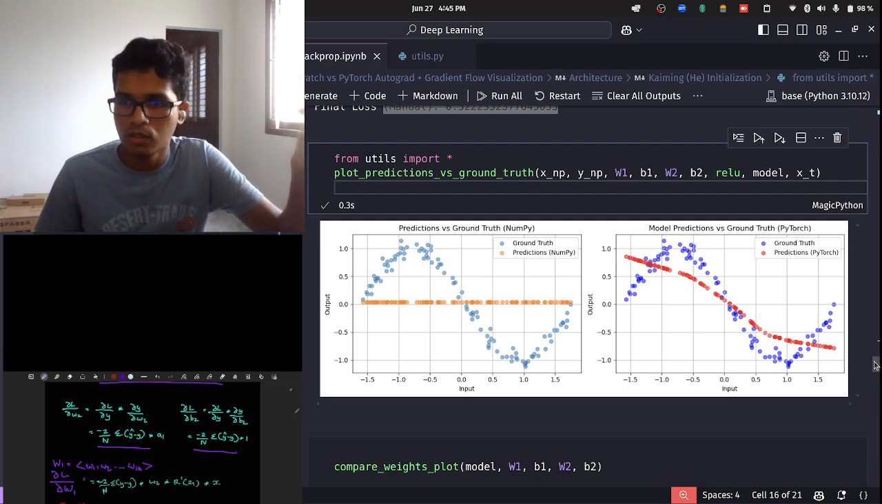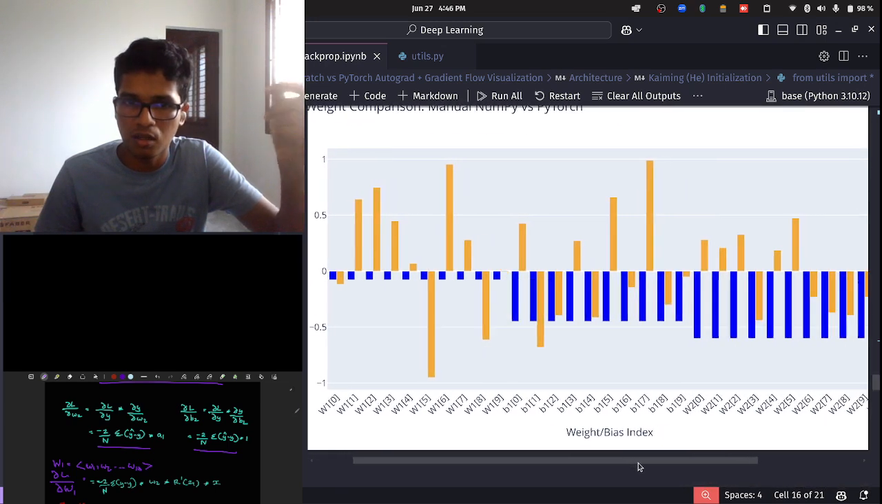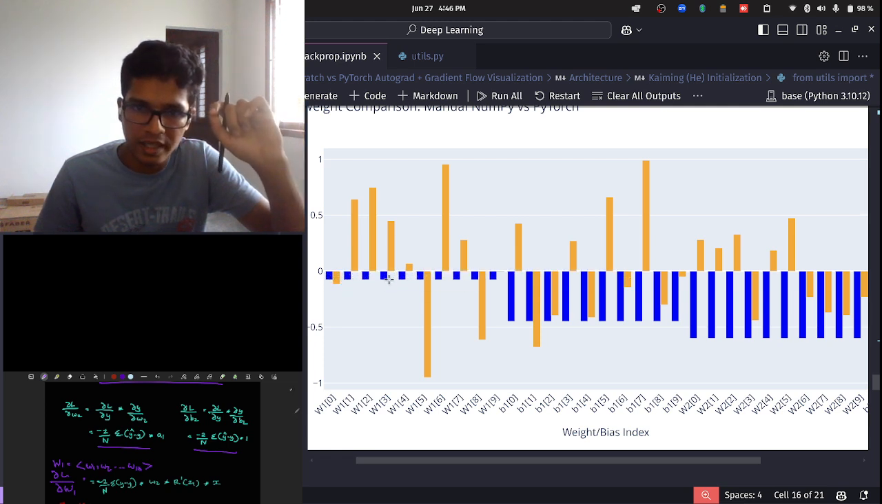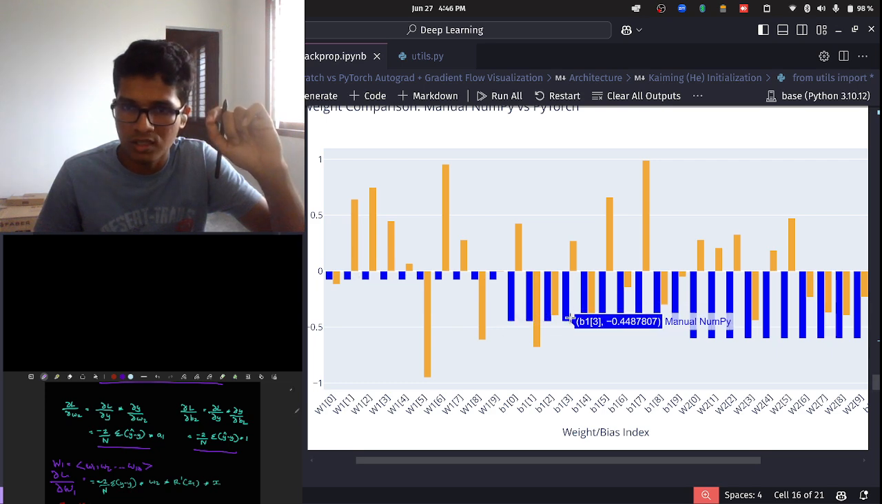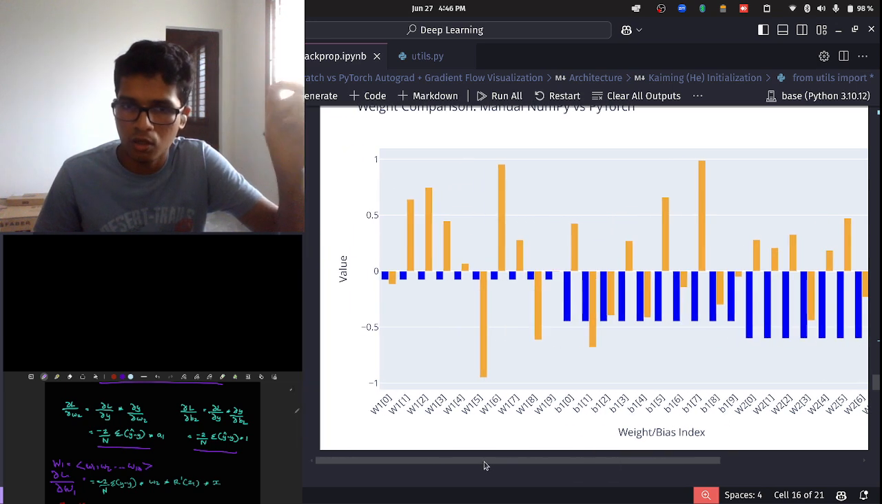And why do we do it? You can see, after training, the resultant optimal weights for the NumPy and PyTorch models. The yellow are the PyTorch model and the blue are the NumPy model. All the weights in layer 1 have the same values, and all the biases in layer 1 have the same values, and similarly for layer 2. This happens only in NumPy but not in PyTorch.